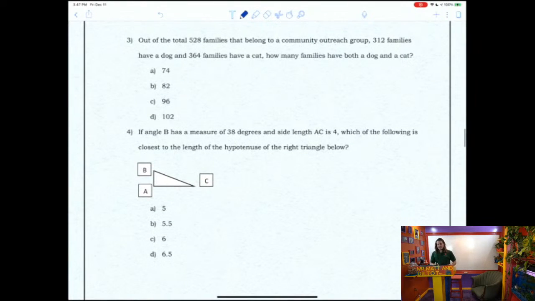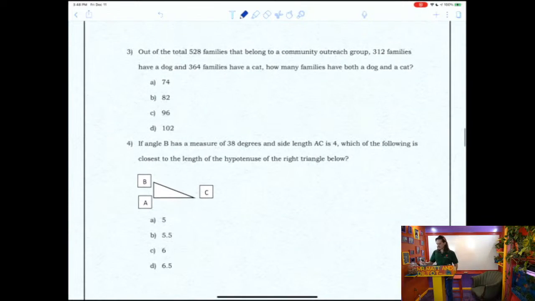Question number 3 asks, out of the total 528 families that belong to a community outreach group, 312 families have a dog and 364 families have a cat. How many families have both a dog and a cat? And question number 4, if angle B has a measure of 38 degrees and side length AC is 4, which of the following is closest to the length of the hypotenuse of the right triangle below? So I'll give you 6 minutes, and 2 minutes in, I'll start to solve.